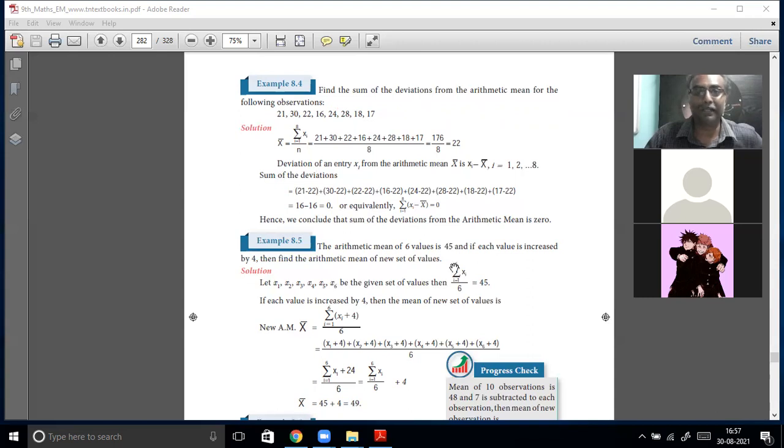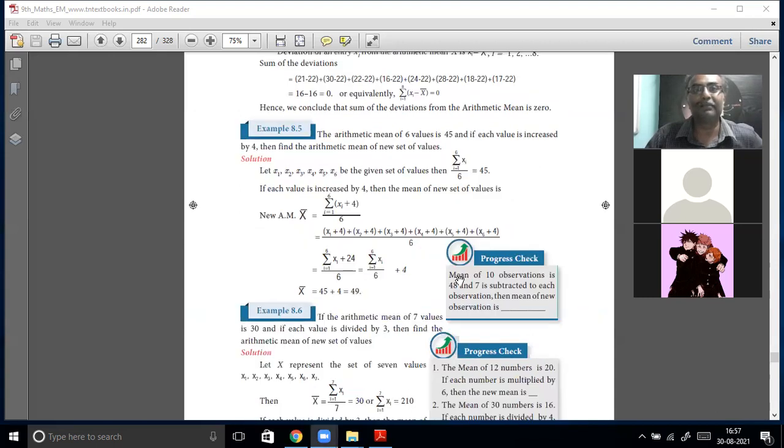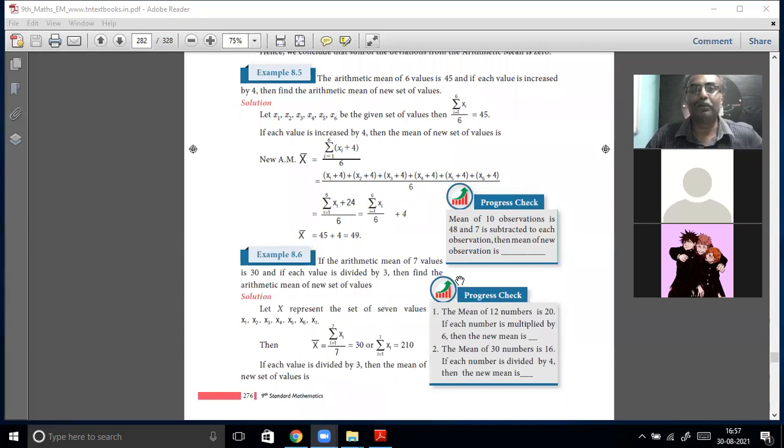Okay, let us go to the next example. This example is very simple. Now you are getting something else. The second rule. First rule is now finished. Second property of arithmetic mean. The arithmetic mean of 6 values is 45, and if each value is increased by 4, then find the arithmetic mean of the new set of values.